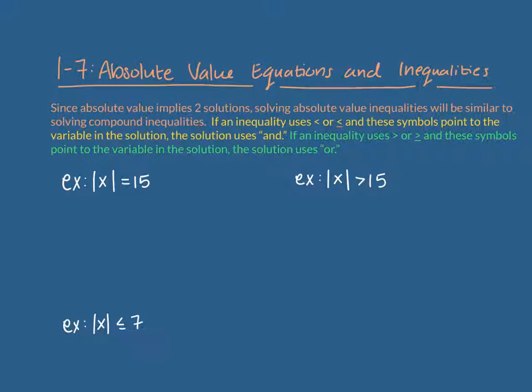So in tonight's video, we're going to finish section 1.7 on absolute value equations and inequalities, and this will be the last section on the test. So we'll just be testing on 1.5, 1.6, and 1.7.